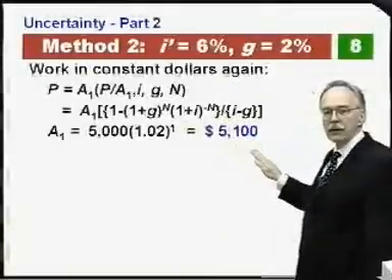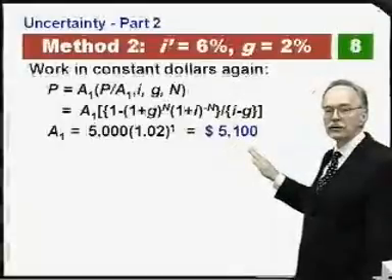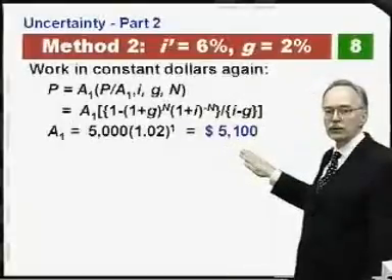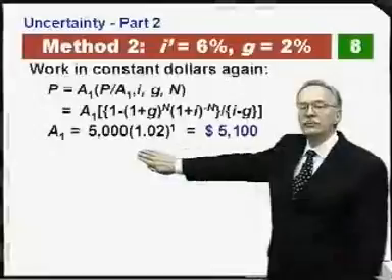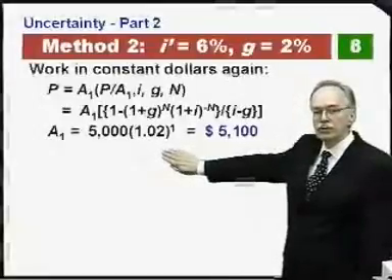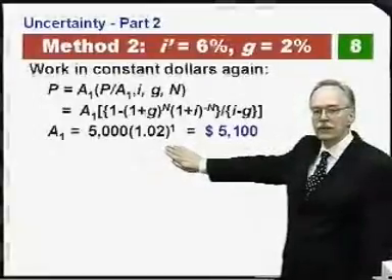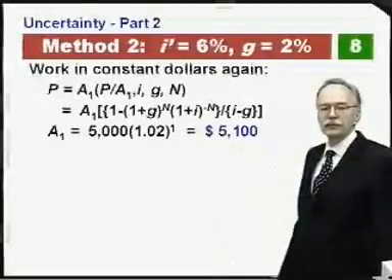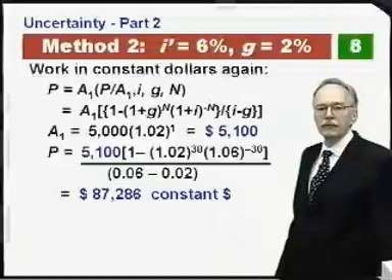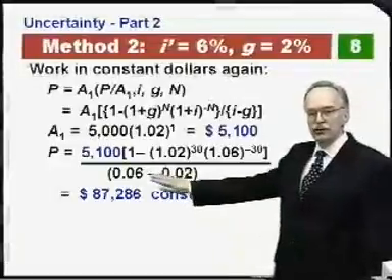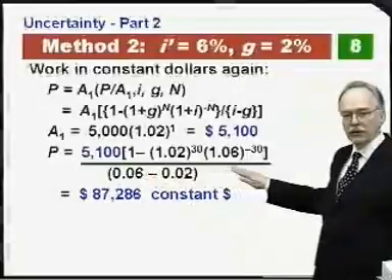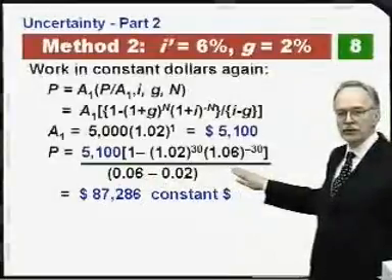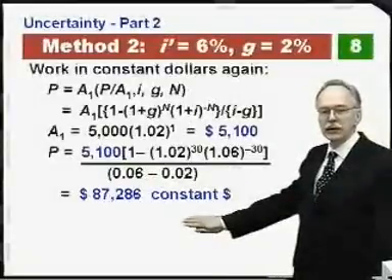The very first year, we're going to be saving in constant dollars, not 5,000, but 5,100, because we're getting a real salary increase of 2% that's over and above inflation. So the A1 that is needed for the geometric growth factor is 5,100. We apply that geometric factor to get the present worth. It's the time zero value of 87,286.